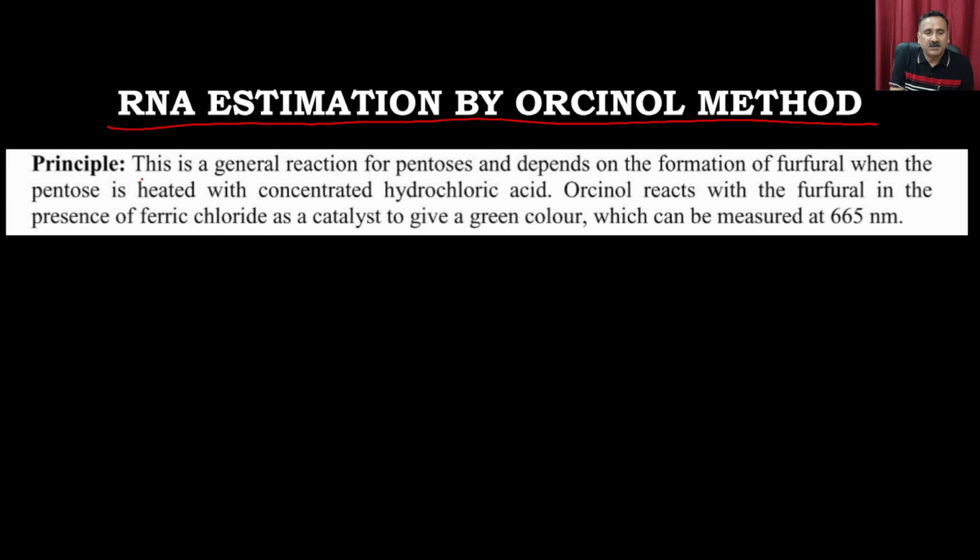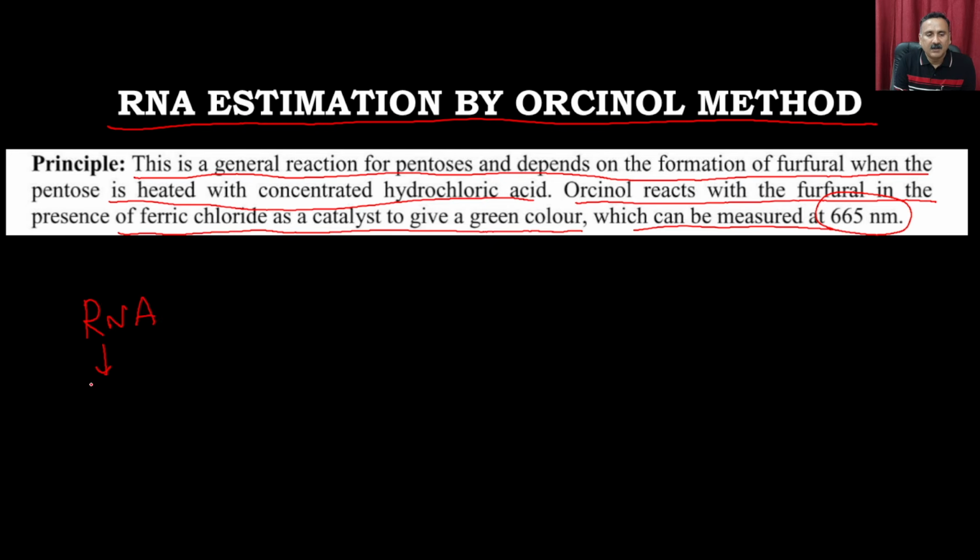So what is the principle? This is a general reaction for pentoses and depends upon the formation of furfural when the pentose is heated with concentrated hydrochloric acid. Orcinol reacts with the furfural in the presence of ferric chloride as a catalyst to give a green color, which can be measured at 660 nanometers. So what you're going to do is RNA. RNA is ribonucleic acid, right? Which means it has ribose as a sugar. Remember that for the DNA it is deoxyribose, and that's why.